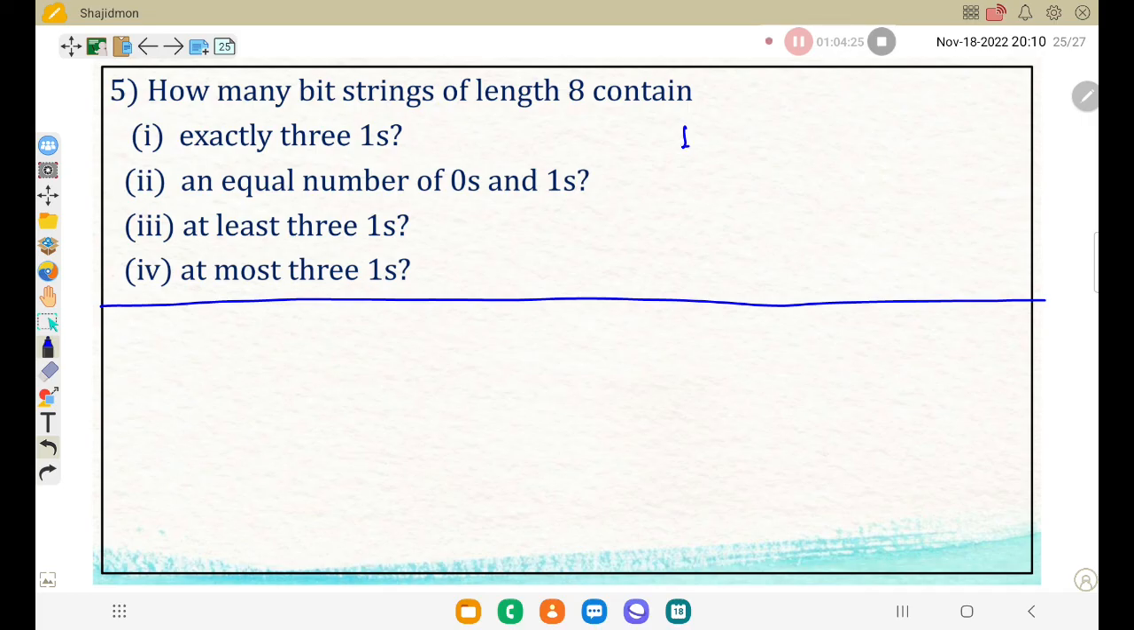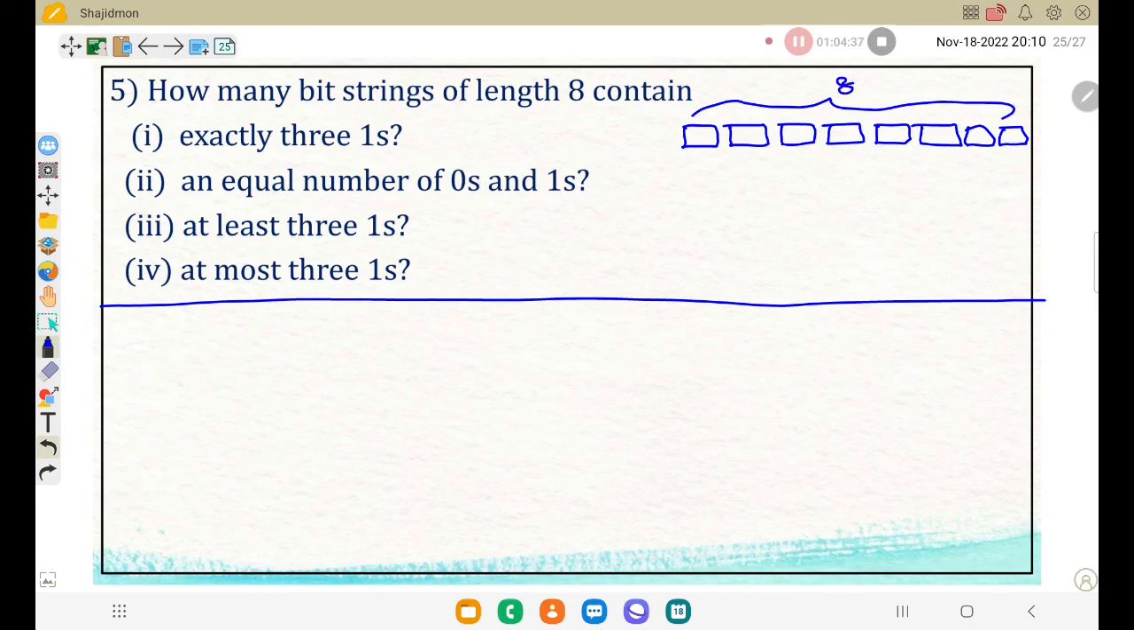Okay, bit string, what is the length? 8. So 8 slots will be there, correct? 1, 2, 3, 4, 5, 6, 7, 8. This is the bit string of length 8, correct? How many bit strings of length 8 can we select with exactly 3 ones? Okay, that means out of the 8 slots, 3 slots are to be filled with 1, like that. So that is the first question, exactly 3 ones.